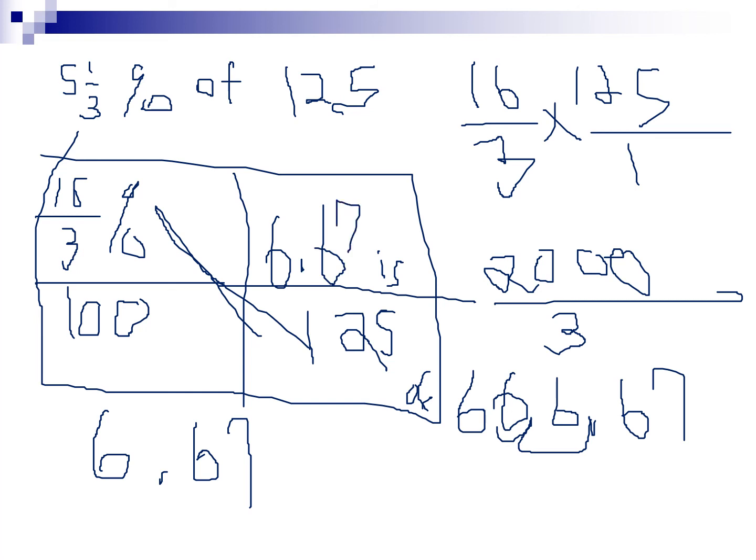6.67. And it says to round to the nearest hundredth. Okay, so 6.67. So we're looking at that as, what is 5 1/3% of 125? So 5 1/3% of 125 is 6.67. Hopefully you're doing okay with that.